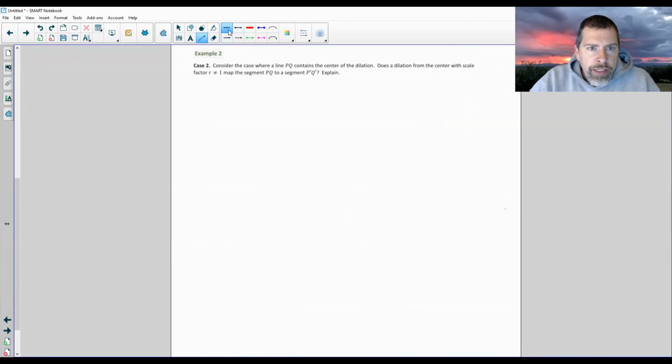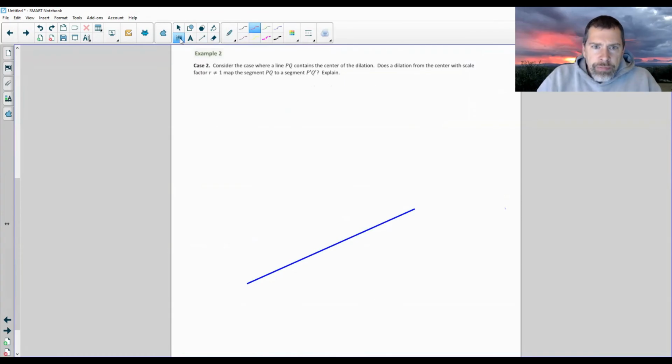Let me draw a line segment. I'll make it blue, doesn't matter. Here's a line segment. I will label the ends PQ. Here's P. Here's Q.